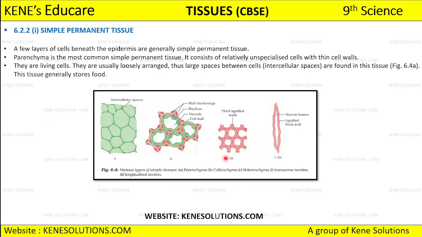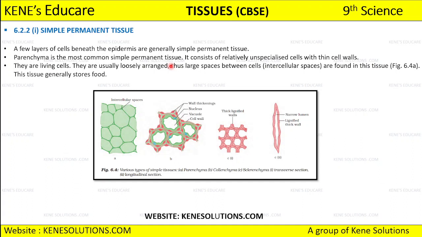Okay, so these are the two types of, you can say, sclerenchyma. तो हमें एक simple permanent tissue है and we have complex permanent tissue. Okay, so simple permanent tissue and complex permanent tissue, let's see what exactly it is. So हमारा जो epidermis है, उसके just नीचे you will see that there are few layers of cells which are present, and those layers of cells are generally called simple permanent tissue.